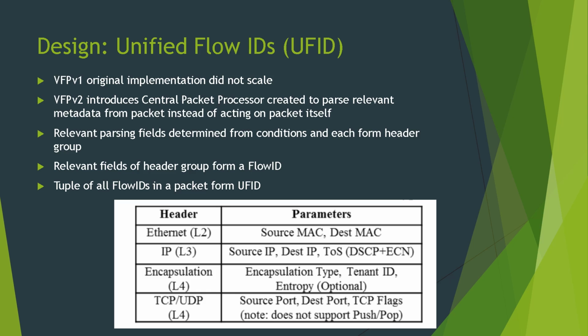The CPP would parse the L2, the L3, and the L4 headers, as you can see in the chart below, for matches, and it would form a flow ID with the values for each of these headers. A tuple of these flow IDs would be pushed together to form a UF ID, or a United Flow ID.